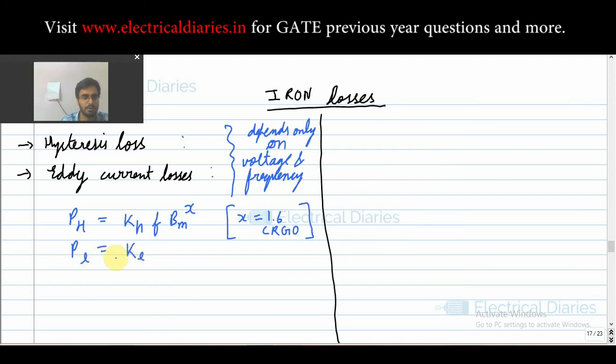The pure eddy current losses will be equal to Ke into f square, Bm square, into t square. If you don't remember this t square, it will still be okay. This t is the thickness of the core. You must remember this f square and Bm square, where Bm is the maximum flux density.